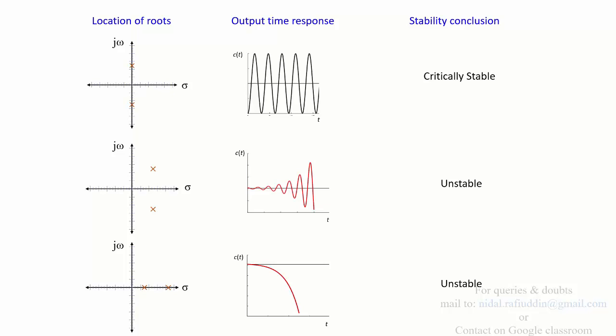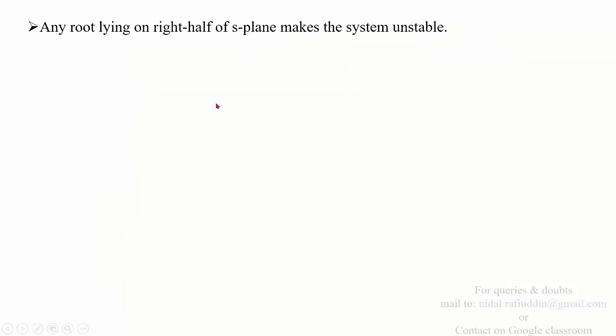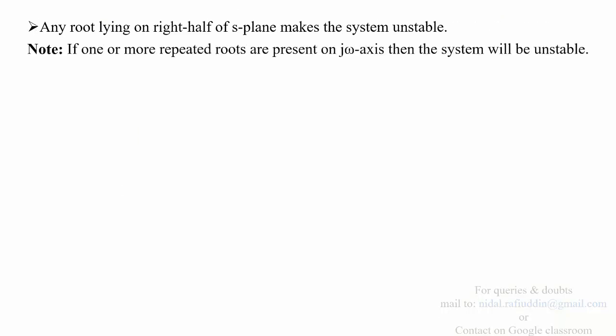And if you are going to have poles lying on the real axis on the right half of the S plane like this, in that case you're going to have an exponentially rising output that will keep on rising indefinitely, and such a system is also an unstable system. So now we conclude that any root lying on the right half of the S plane makes the system unstable. If one or more repeated roots are present on the j omega axis, then the system will be unstable.